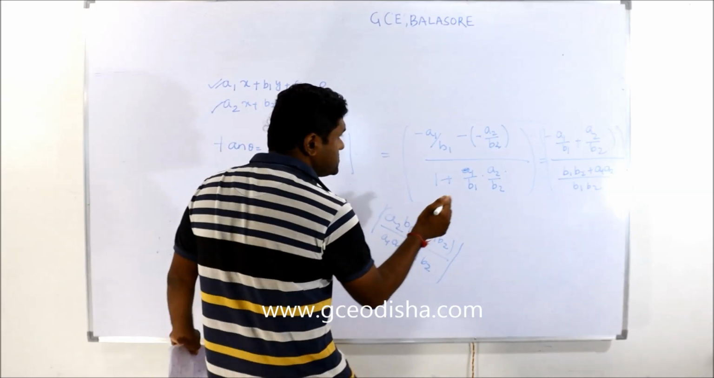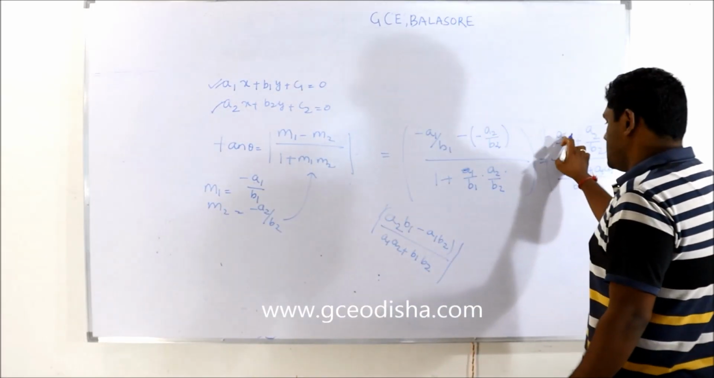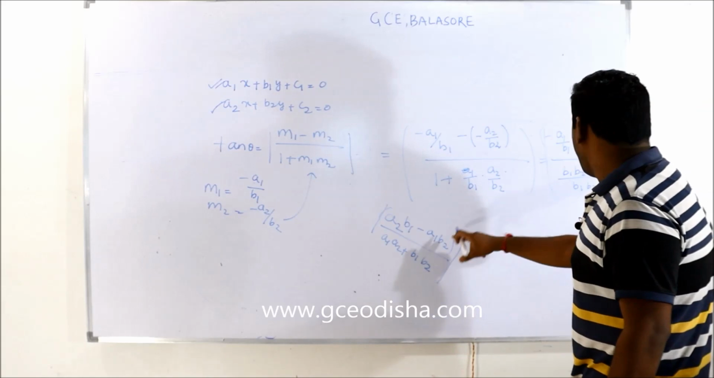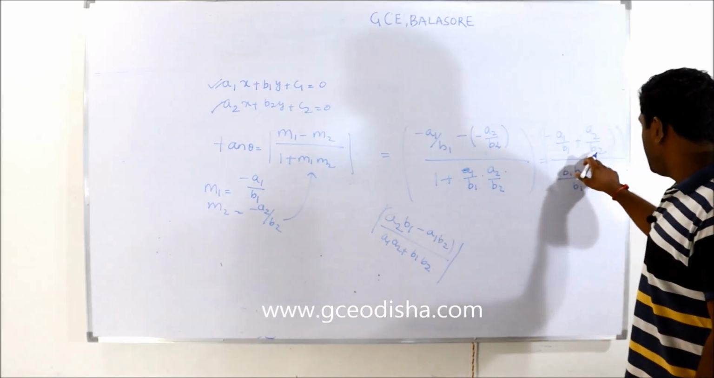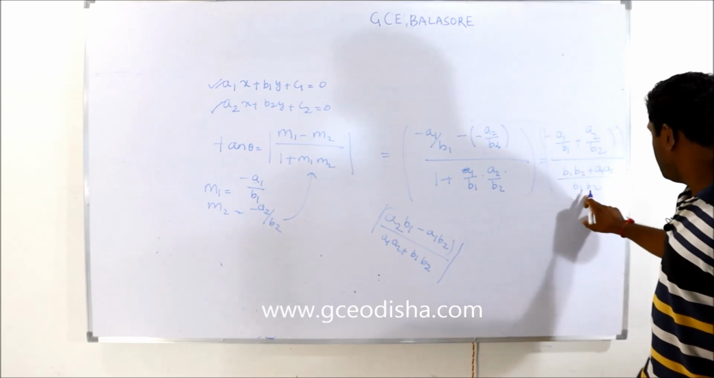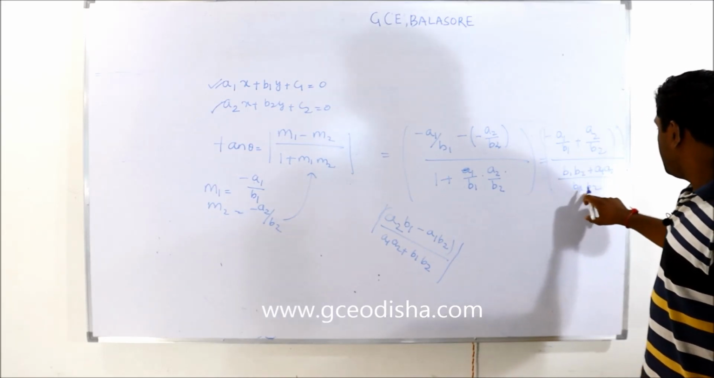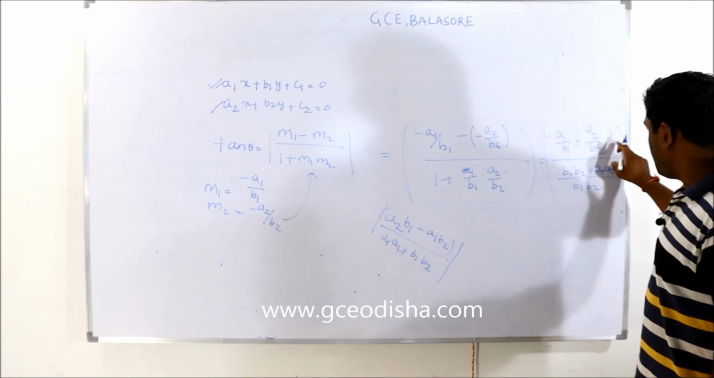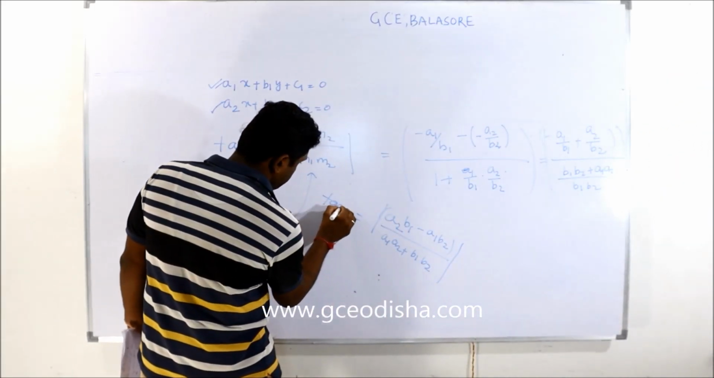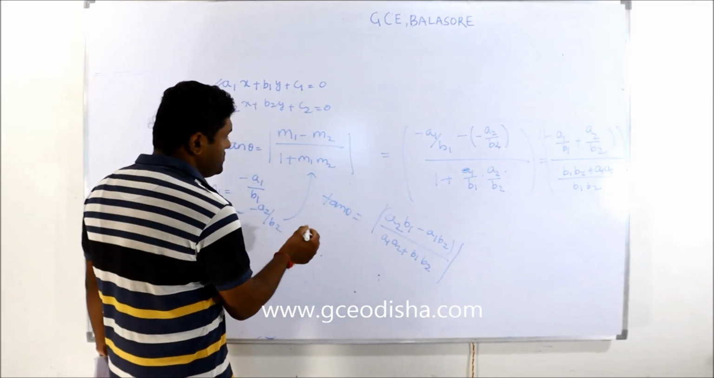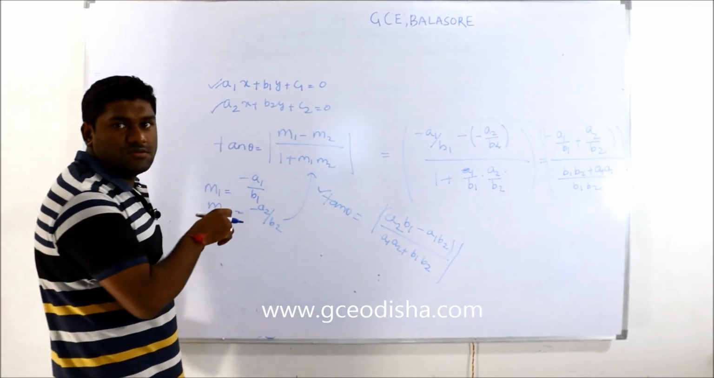This will come because when you do that, this side will be negative a1 b2, and this side will be a2 b1, right? And b1 b2 is in the lower part, and this is also in the lower part, so this will cancel. This is called tan theta. This is the angle between two lines.